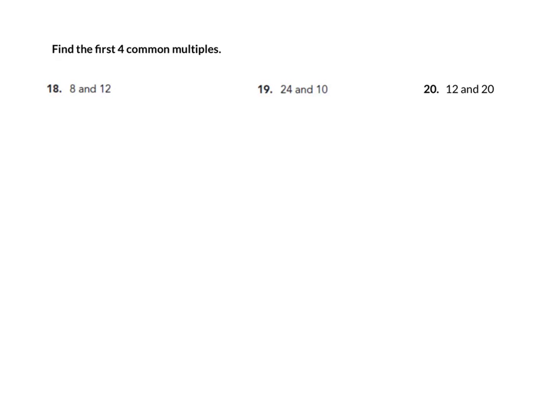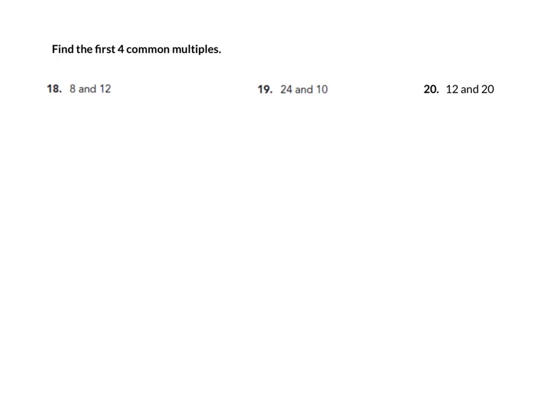When we look at finding common multiples of two or more numbers, you can list out the multiples of each number and see where they meet up, but if you're going to find more than the first or the second one, it's going to be pretty tedious if you have to keep listing. So we're going to discuss some other ways to do it.